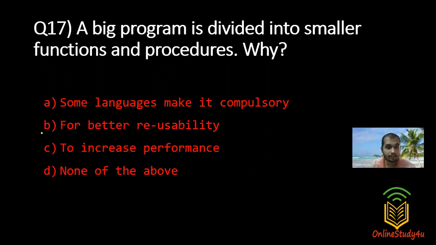The answer is obvious. You have to divide it into smaller parts and functions, and you can use it again, right? You don't need to write those code again. You can call that function back, right? So the answer would be for better reusability. That is why we are going to divide the big code into smaller functions and procedures. Let's go to the next question.